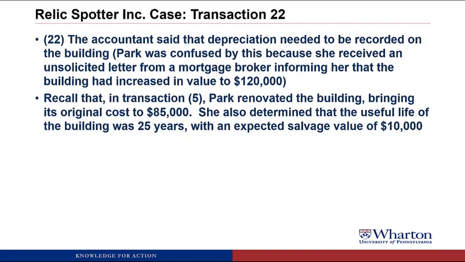The accountant said that depreciation needed to be recorded on the building. Park was confused by this because she received an unsolicited letter from a mortgage broker informing her that the building had increased in value to $120,000. Now recall that in transaction number 5, Park had renovated the building, bringing its original cost to $85,000. She also determined that the useful life of the building was 25 years with an expected salvage value of $10,000.